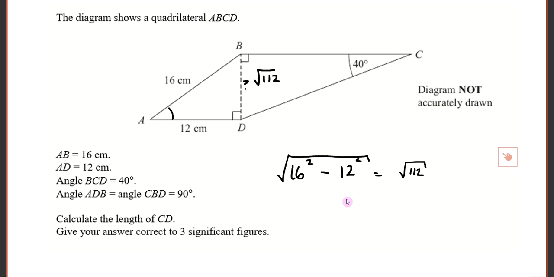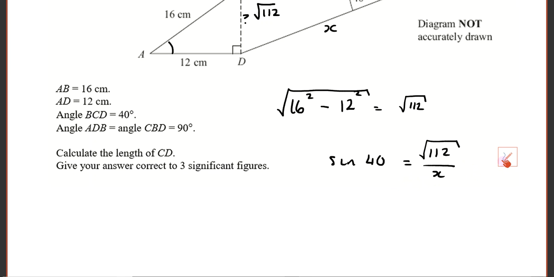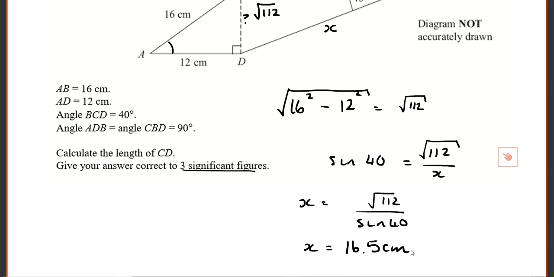Anyway, so now I need to find CD, so that's my x. So again, that is sine of 40 equals root 112 over x. So we've got x equals root 112 over sine 40. Which the answer is 16.5 centimeters.